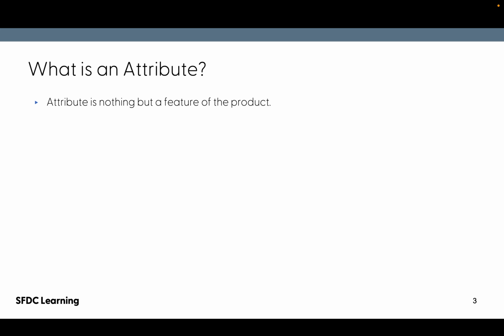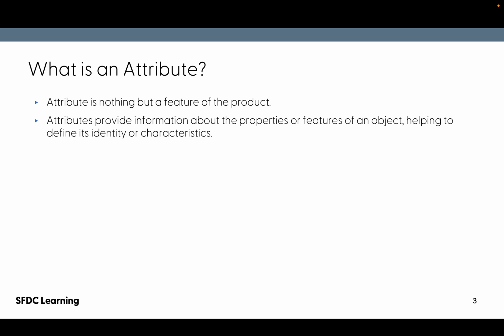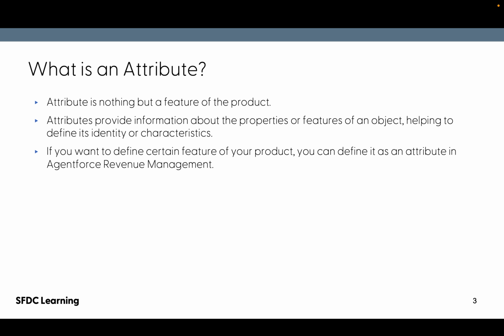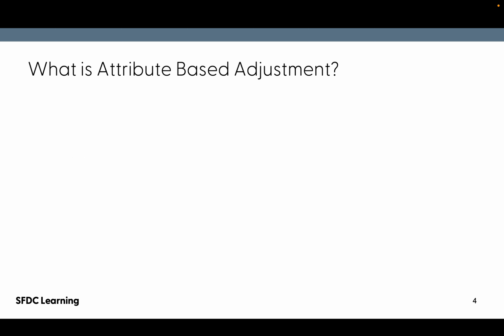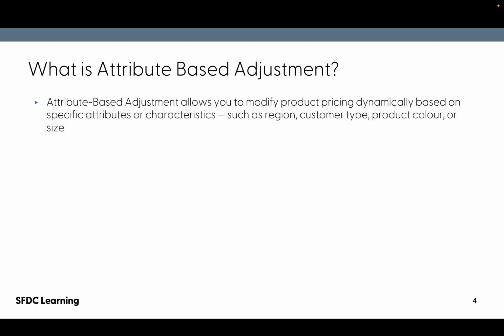So what is an attribute? Attribute is nothing but a feature of the product. Attribute provides information about the properties or features of an object, helping to define its identity or characteristic. If you want to define a certain feature of your product, you can define it as an attribute in Agentforce Revenue Management.